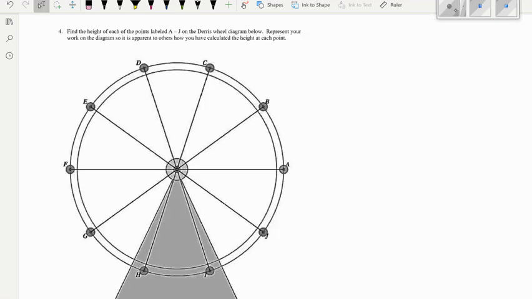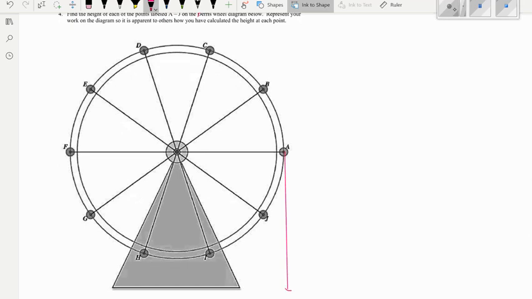So it says, find the height of each of the points labeled A through J on the Ferris wheel diagram below. Represent your work on the diagram so it is apparent to others how you have calculated the height at each point. So we already know that A, from here all the way down to the ground, is 30 feet because that was given to us. So that means F is also at 30 feet.